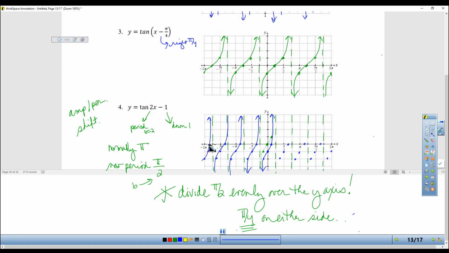I feel like I didn't do that first one right. The last one's always a little tricky there. There we go. All right, and that's how we do tangent. The most important part is that it has to be centered around the y-axis.